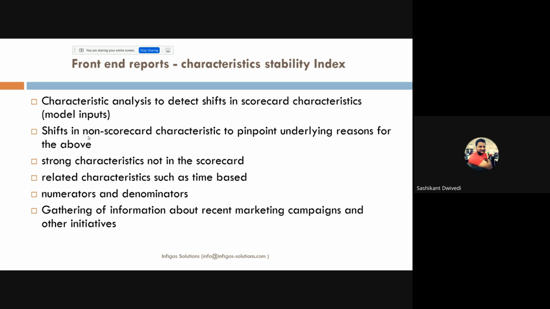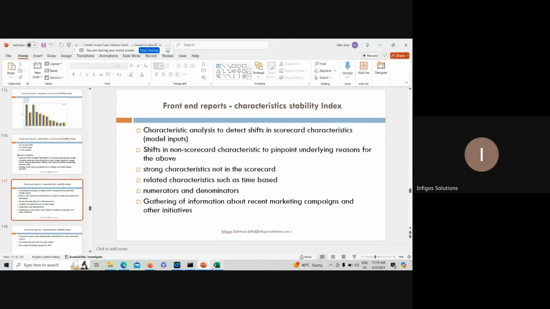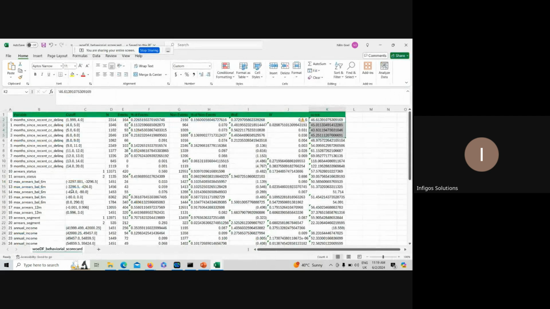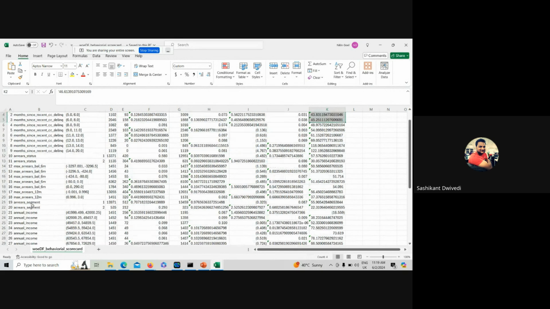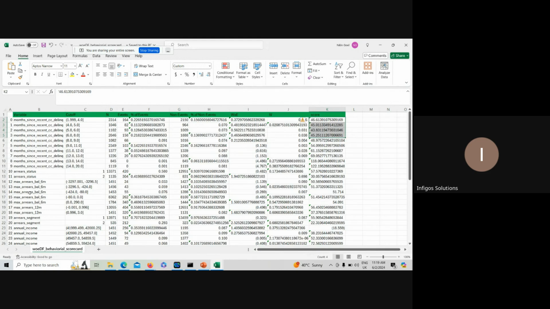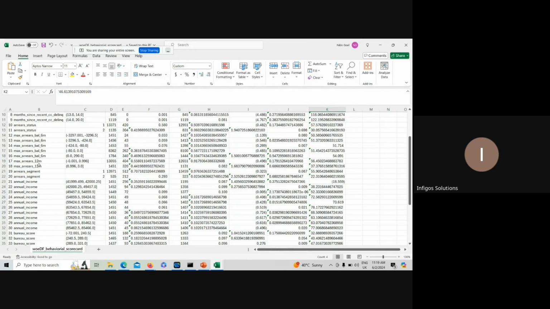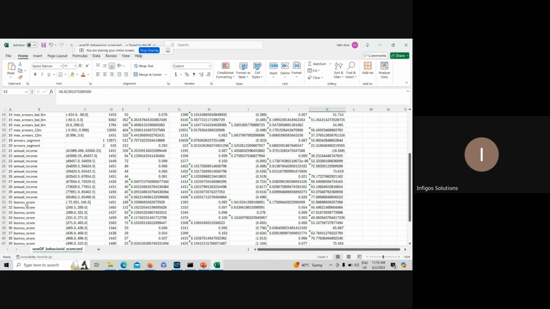Can you explain this second point, shifts in non-scorecard characteristic? The thing is, as far as my scorecard is concerned, I'm talking about only 9 variables now. But I have one more variable which is very similar to, let's say, bureau score, which was not included in the model.